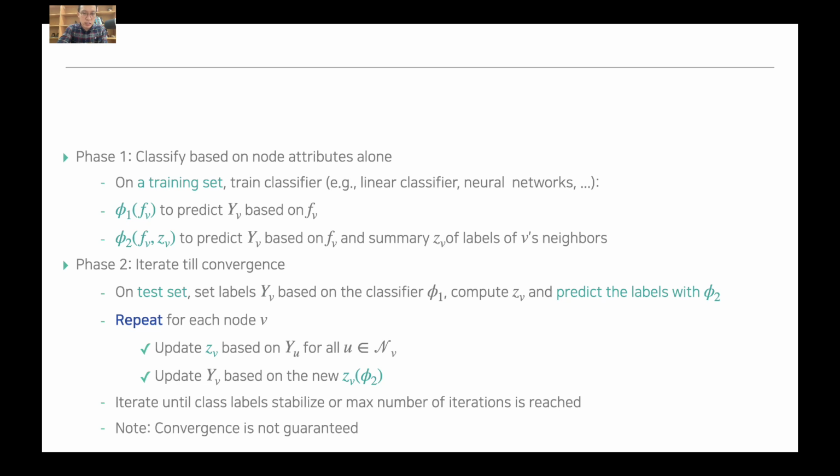The linear classifier, SVM, even neural networks. At phase 2, we iterate till convergence. On the test set, set labels based on the first classifier, compute the summary ZV, and predict labels with Pi2. Repeat the step. We update the ZV based on the previous prediction. We update Y. We iterate the steps. Let me give you an example once again.